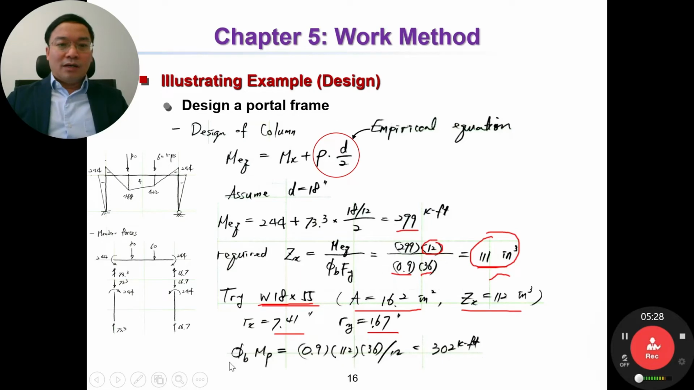And now we have phi b Mp equal to 0.9 multiplied by this one, multiply by Fy, and divide by 12, equal to this one.